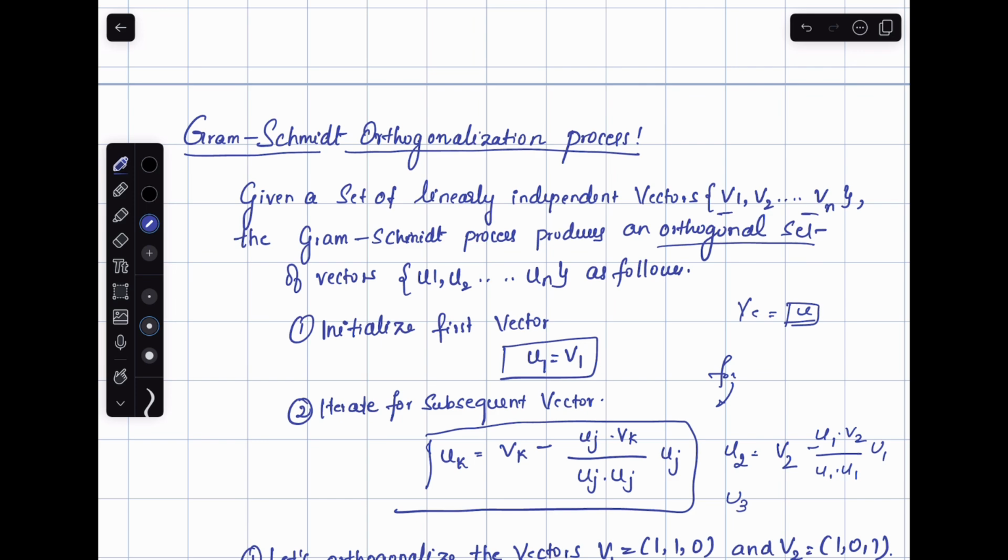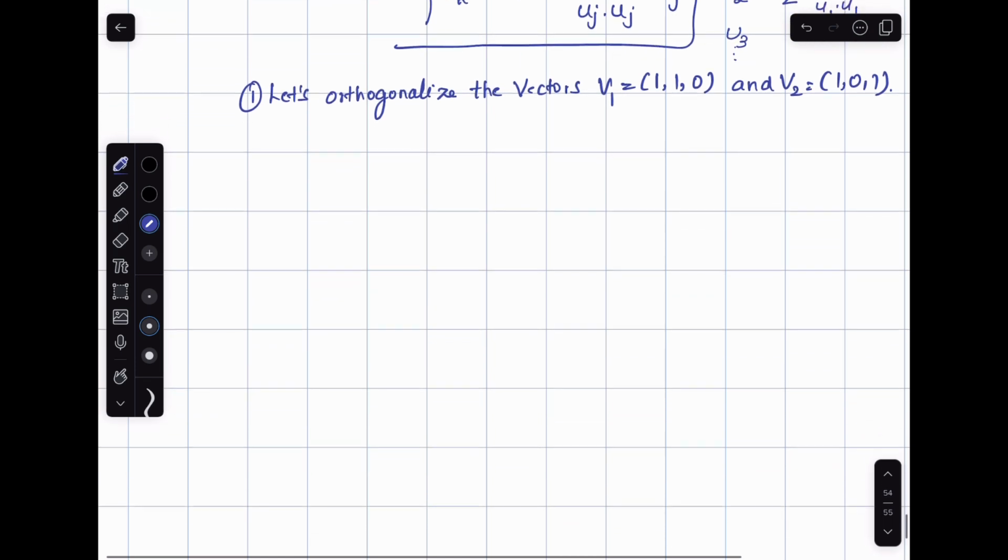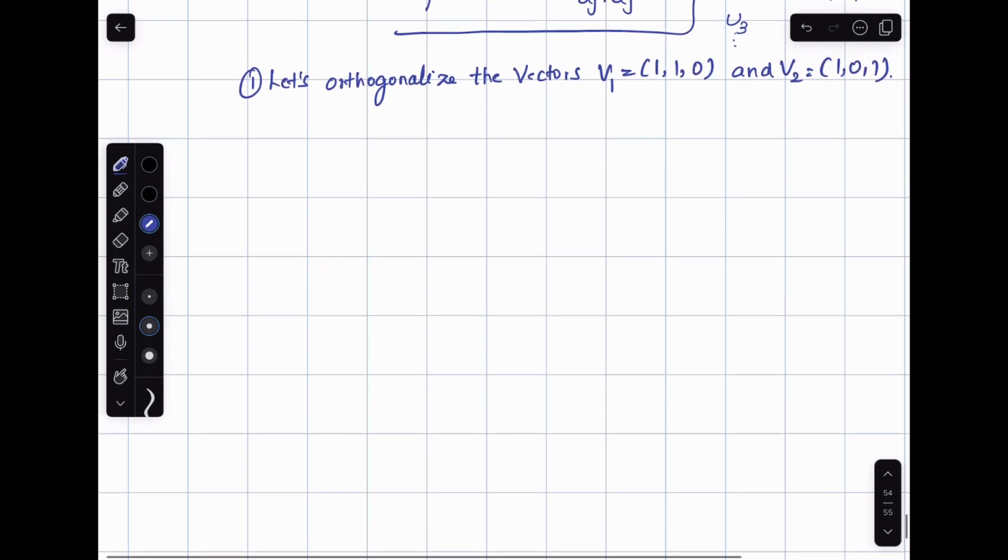Suppose they ask for 3 vectors, then you have to find u3. The process is never ending, and in the exam they'll ask only for 2 or 3 vectors, but when you're solving bigger problems, the vectors will be more. Anyways, the first problem has 2 vectors, v1 and v2. The first formula is u1 is equal to v1, which is 1 comma 1 comma 0.